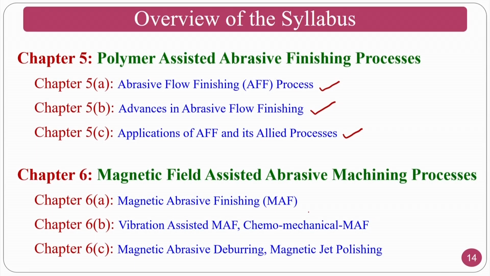Then we will go for magnetic field assisted abrasive machining and finishing processes, that is called magnetic abrasive finishing, vibration assisted magnetic abrasive finishing, chemomechanical magnetic abrasive finishing, magnetic abrasive deburring, magnetic jet polishing and other things. Here it is written machining, and you can correct it as finishing.